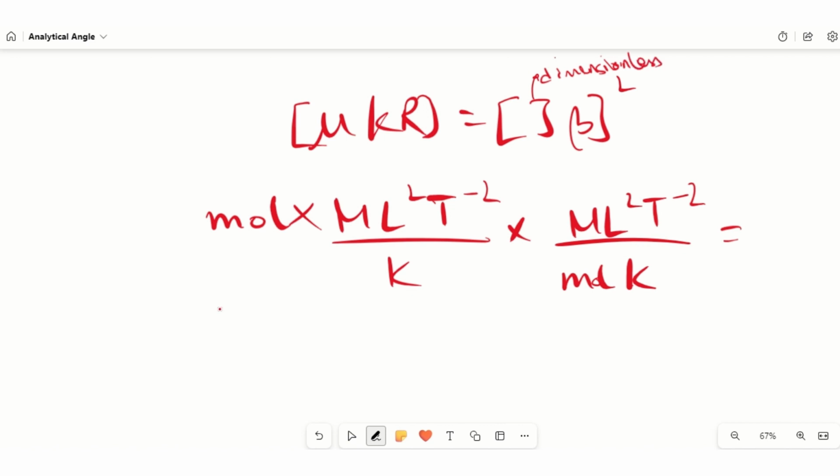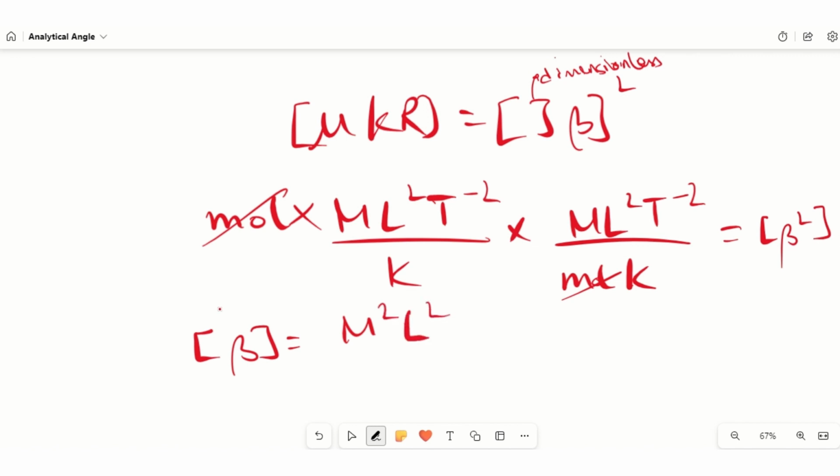Okay, so if we do not consider this, we take beta squared's dimension. So what will be beta? The dimension of beta would now be, mole gets cancelled, this becomes K squared. So M squared L squared T to the power b squared's dimension is this, to the power minus 4 by K squared.